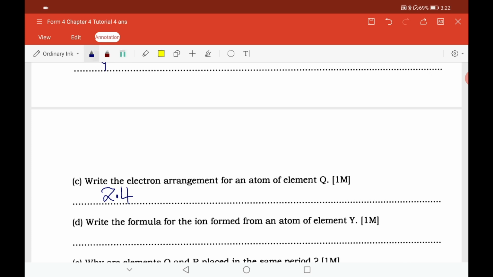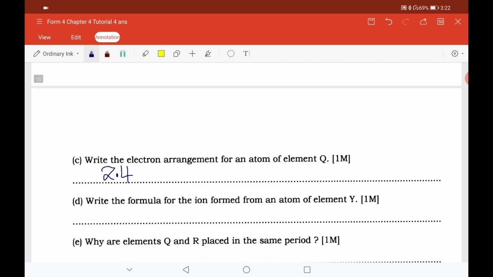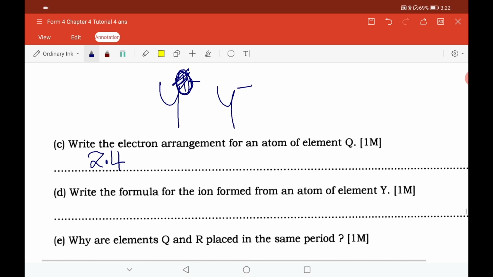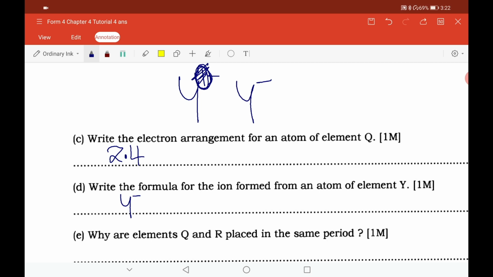So group 17 will receive 1 electron only. When you receive 1 electron, the charge is -1. You don't need to write -1 like this. In chemistry, 1 does not need to be written. So you don't need to write the number 1. So the charge is Y minus. That is the formula of the ion.